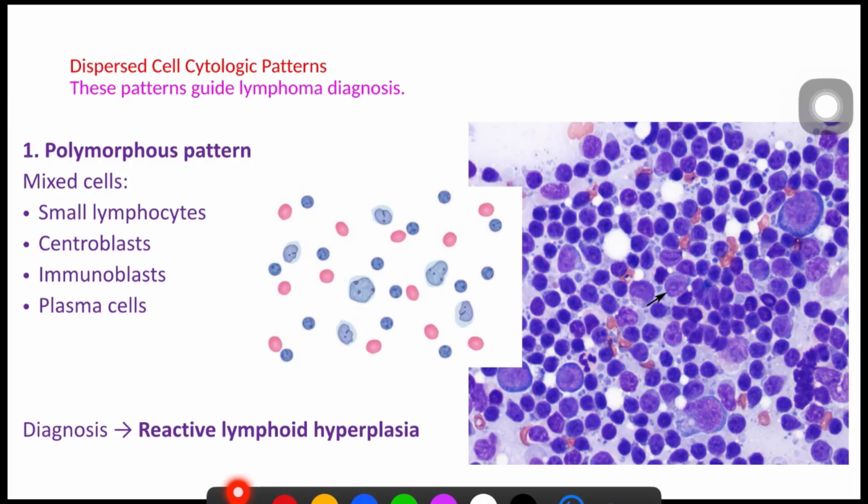So, let us see all the patterns one by one. So, polymorphous pattern where you find small lymphocytes, centroblasts, immunoblasts, plasma cells or mixed cell pattern. Most common is reactive lymphoid hyperplasia. So, here you can identify these are the small lymphocytes. Here this is an immunoblast, the largest cell, centroblast, and cleaved nuclei are seen in the centrocytes.